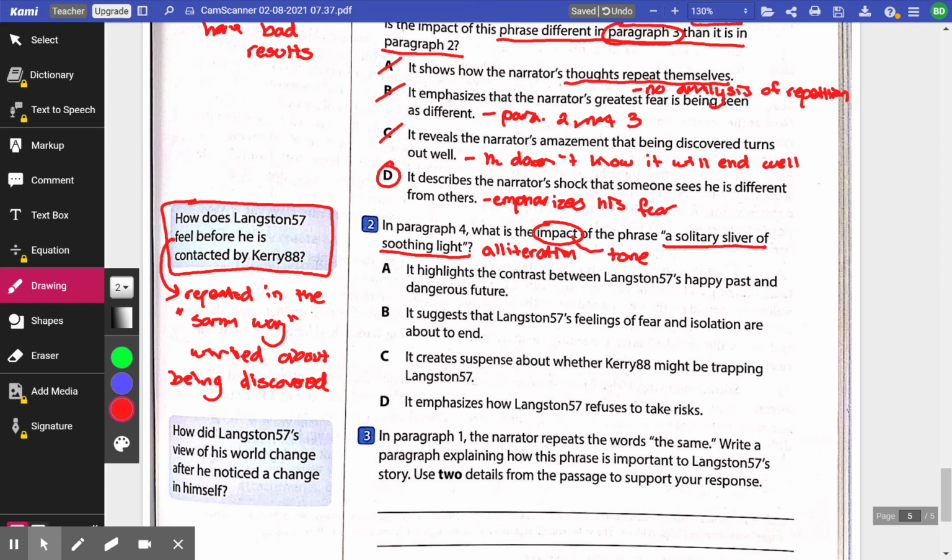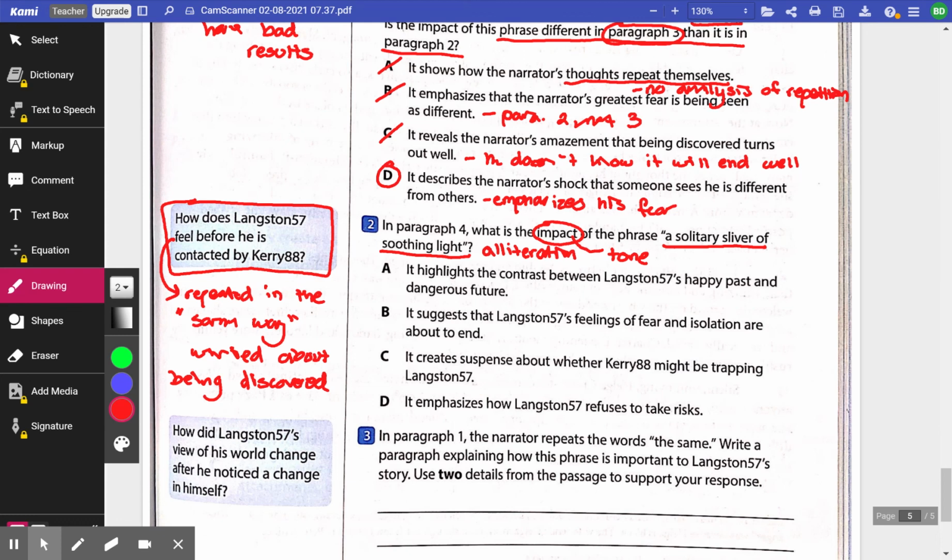All right, so I want you to answer this question on your own. And whenever you have it answered, I want you to come back and check your answer with my answer. So go ahead, think about that. If you need to go back to your passage and reread paragraph 4, you are welcome to. But go ahead and pause the video. When you're finished, you'll come back and check what you've got.